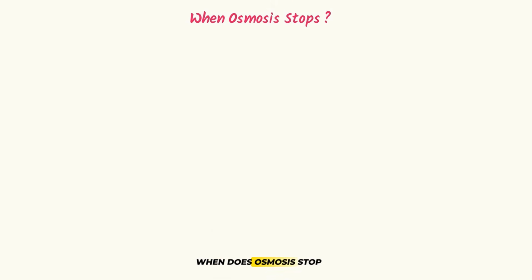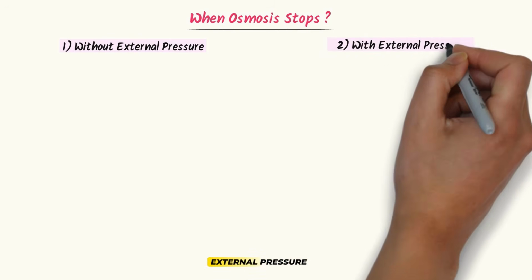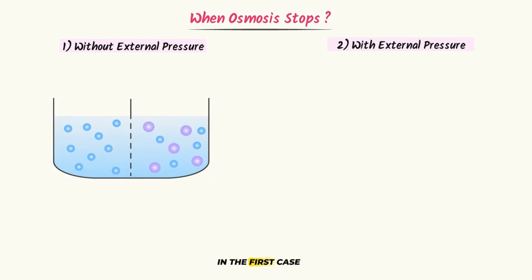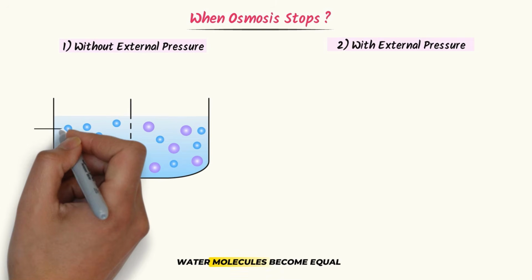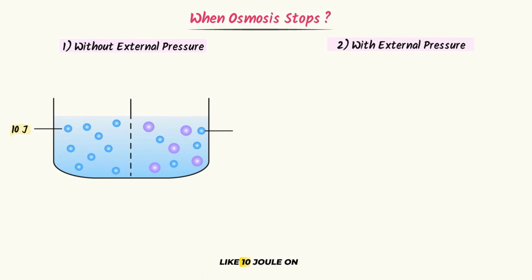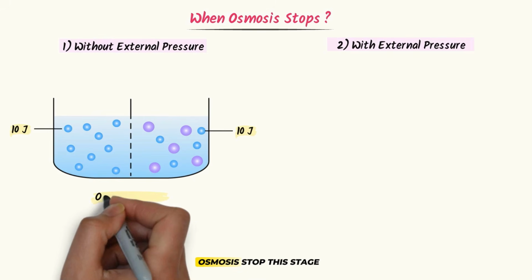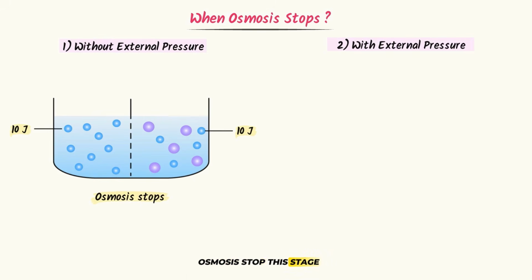When does osmosis stop? Well, there are two possibilities. It stops without external pressure or it stops with external pressure. In the first case, water molecules move from a region where they have high energy to a region where they have lower energy. When the energies of water molecules become equal, like 10 joules on either side, osmosis stops. This stage is called dynamic equilibrium.